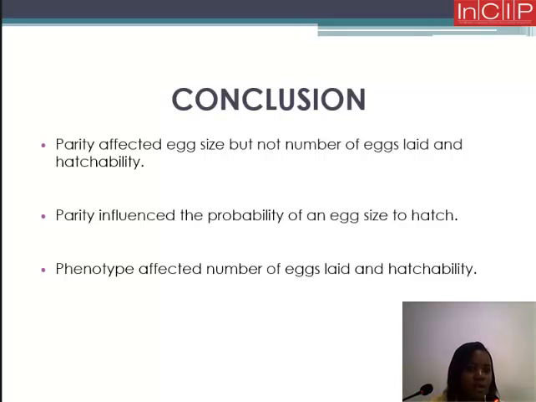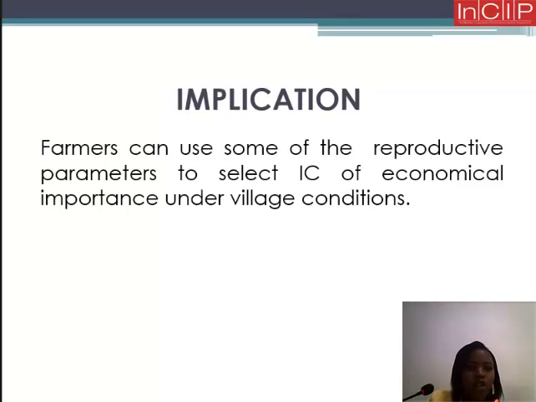So we can conclude that parity affected egg size, but not the number of eggs laid and hatchability. However, parity influenced the probability that an egg would hatch, and phenotype affected the number of eggs laid and hatchability. So farmers can use some of the reproductive parameters to select indigenous chicken of economical importance under village conditions.